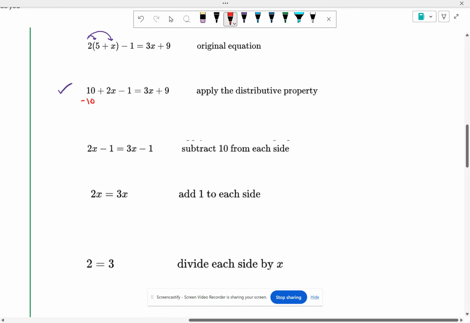So if Noah subtracted 10 from both sides, those 10s would zero out, and I'd be left with 2x minus 1. And 9 minus 10 is negative 1. So this side does check out. Subtracting 10 from both sides is an acceptable move.